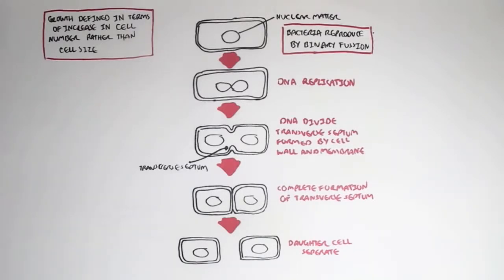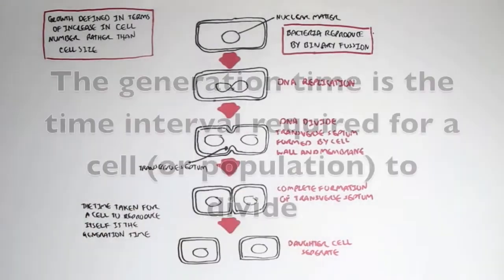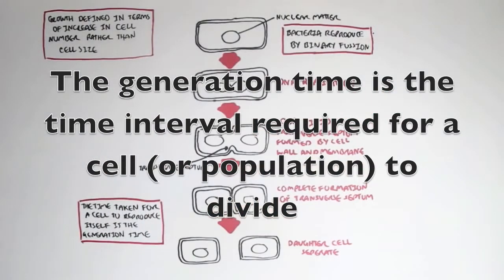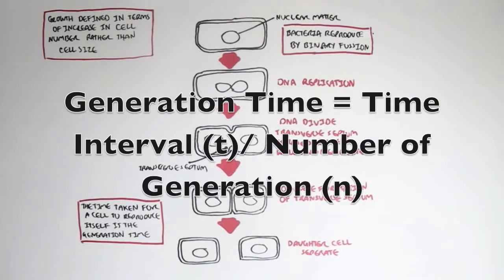Now, the time taken for a cell, the bacteria, to reproduce itself is called the generation time. And this can vary depending on the type of organism and the environmental conditions. So under favorable conditions, for example, the bacteria can reproduce a lot. Under bad conditions, they won't reproduce at all. You can calculate the generation time by doing simple mathematics, where generation time is equal to time taken divided by the number of generations. But we won't really look into that now.